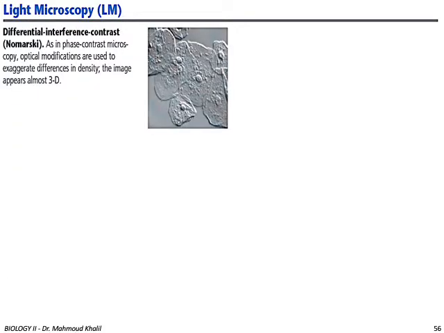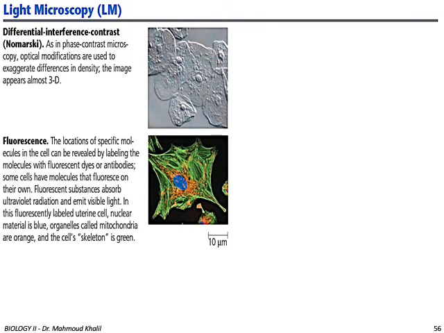The other type of light microscope is the differential interference contrast. In this microscope, the density differences between the structures or organelles within the specimen are amplified, so the image appears almost 3D. In the normal fluorescence microscope, as we said before, you can tag different structures or organelles inside the cell as a sample to see different fluorescence emitting.